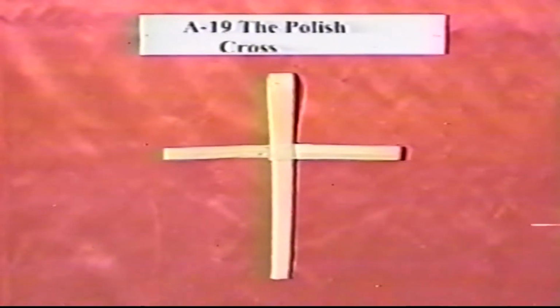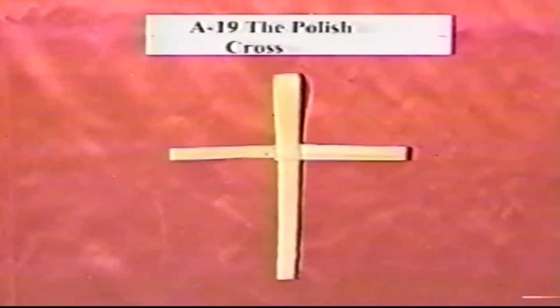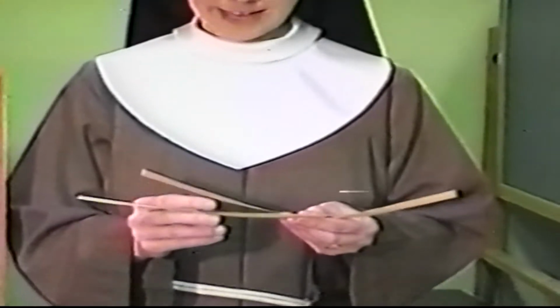We'll be making the Polish cross, and for this you need two pieces of palm about a half inch wide, one 14 inches long, and one 11 inches long. And on the 11-inch long piece, you mark 2½ inches and fold it, and mark 4½ more inches and fold it, and 2½ more inches and fold it, and then you have 3 half-inch folds. Actually, 2 folds, because the end piece is a half inch.